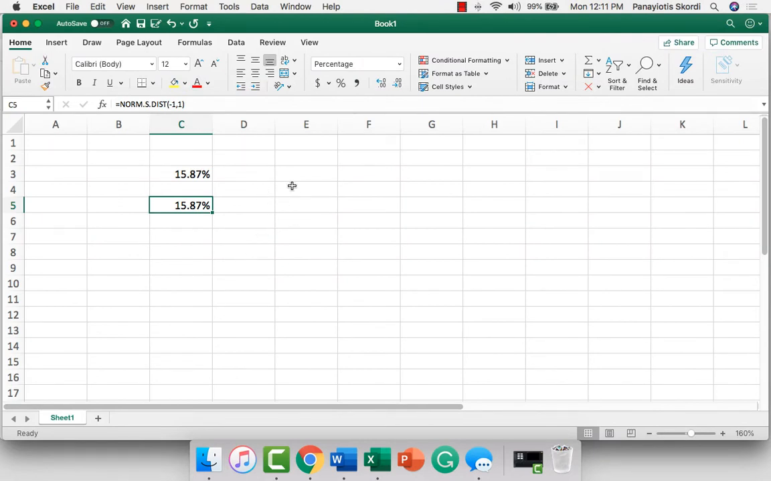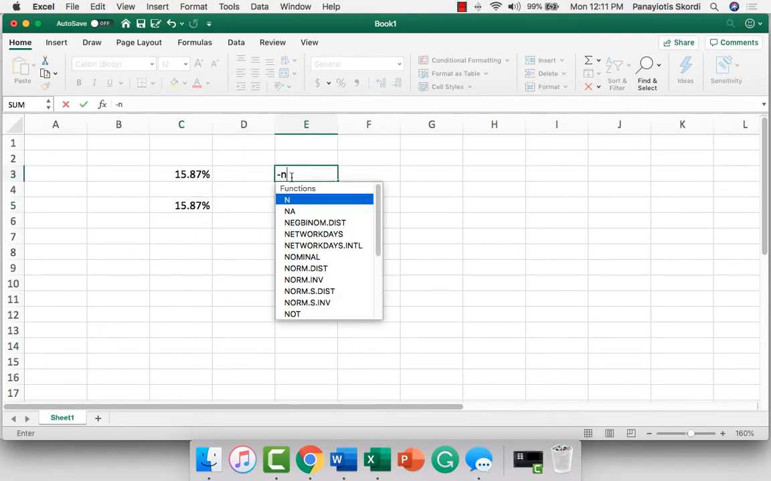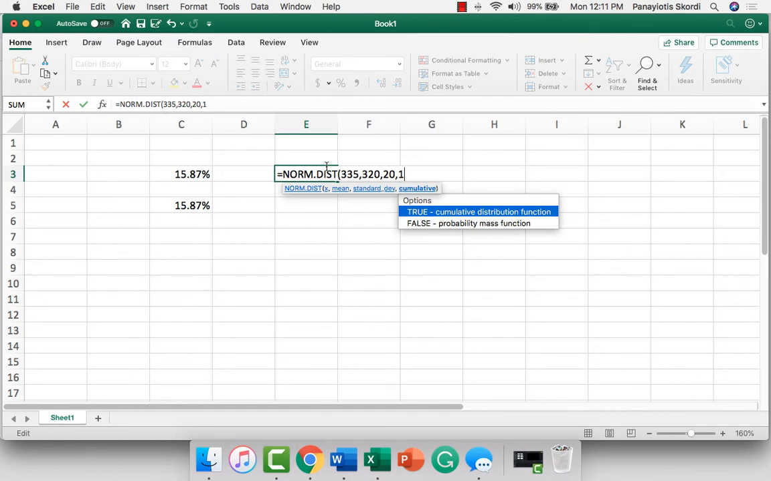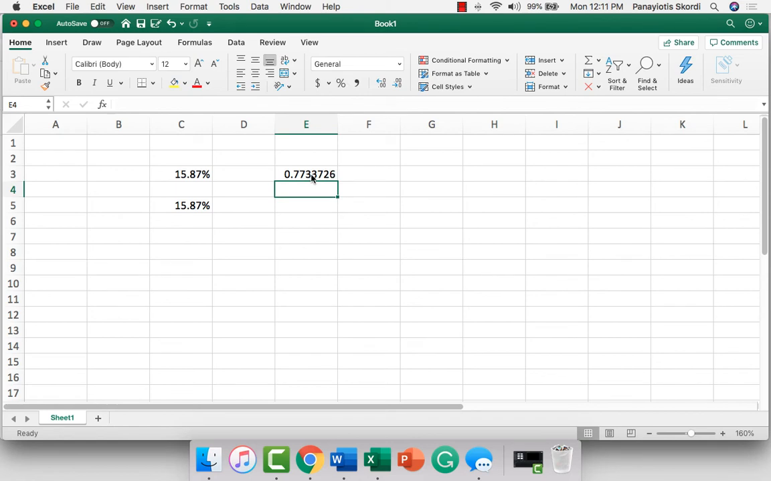So we can do equals norm.dist, .335, the mean is 320, standard deviation is 20, and 1 for true, and let's see what we get. So the answer to this question we know is going to be less than 50%, but here we're going to get an answer greater than 50%. We're actually getting 77% coming through here.